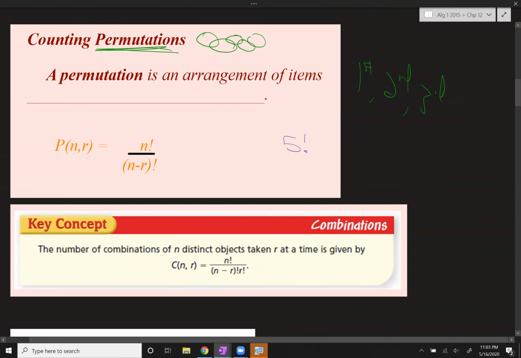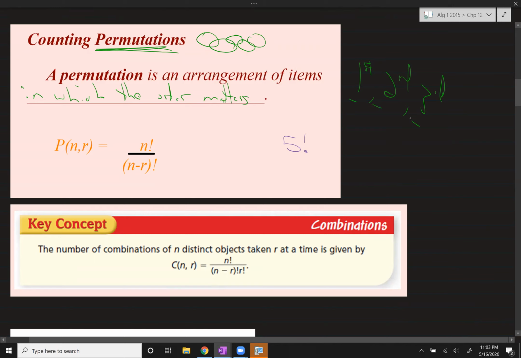Okay, so a permutation is an arrangement of items in which the order matters. Okay, so you're going to put something first, you're going to put something second, you're going to put something third.